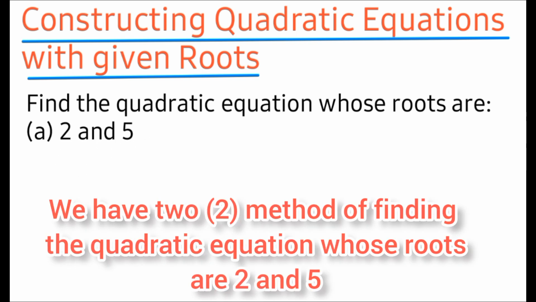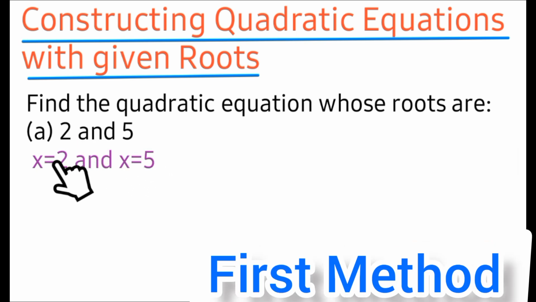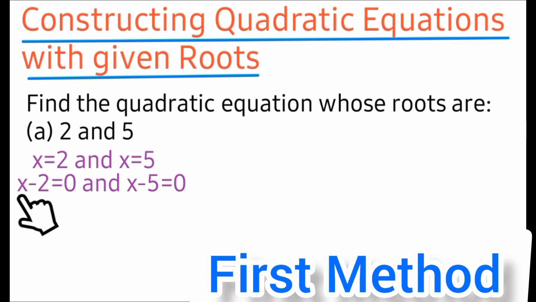We have two methods of finding the quadratic equation whose roots are 2 and 5. The given roots are 2 and 5. That means x equals 2 and x equals 5. Now let's equate each of these to 0. So we have x, bringing positive 2 to the left hand side becomes x - 2 = 0. Also on this part, we have x, bringing positive 5 to the left hand side becomes x - 5 = 0.